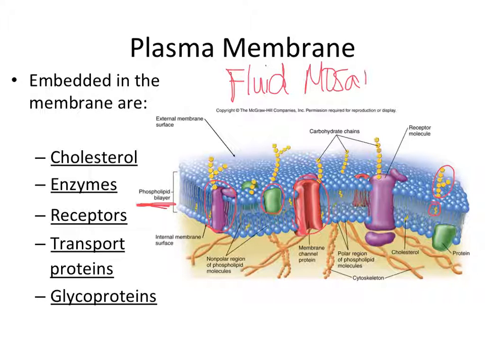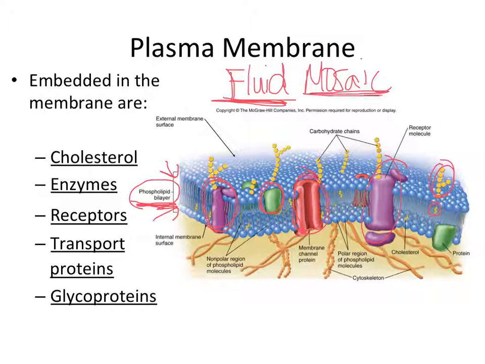Now the word fluid is pretty easy. Fluid means liquid. Well, these phospholipids are liquids. They are like a little oil layer that's surrounding it. So all these little heads and tails are a fluid, and all these different structures that you see embedded within that I have circled are literally floating around within that phospholipid bilayer. So that's where the fluid comes from. The phospholipids are a fluid.